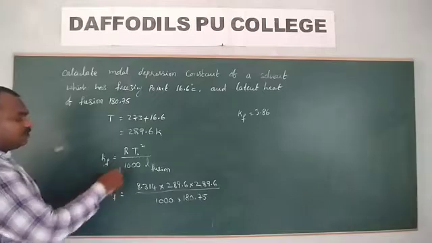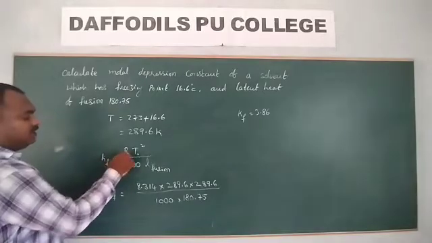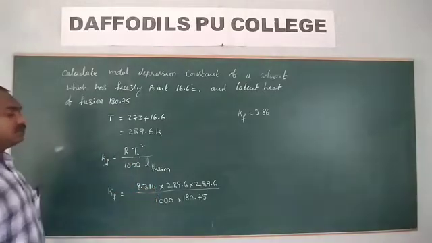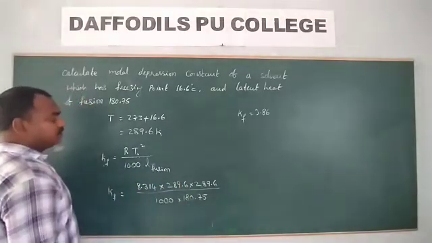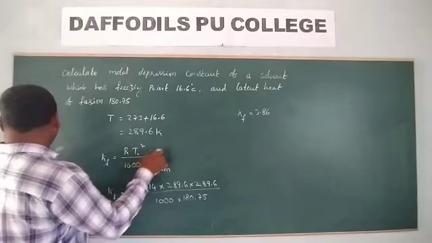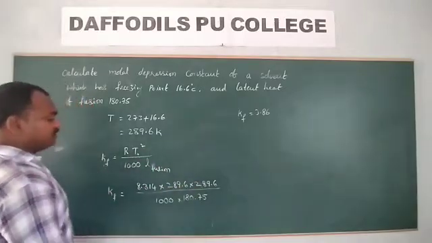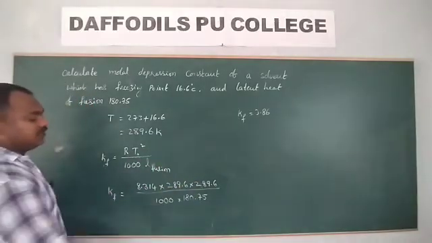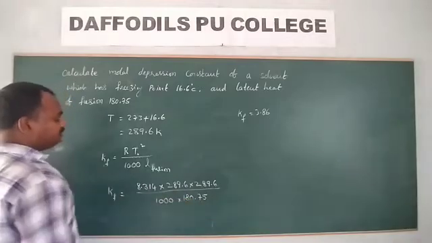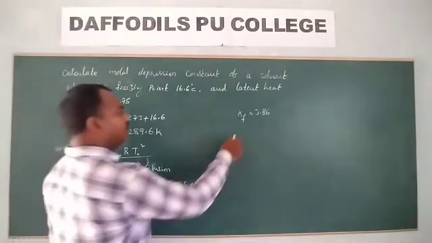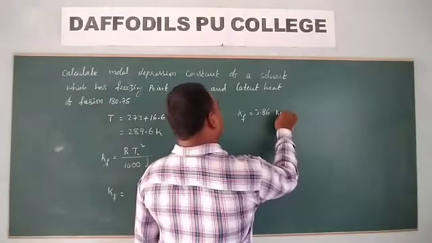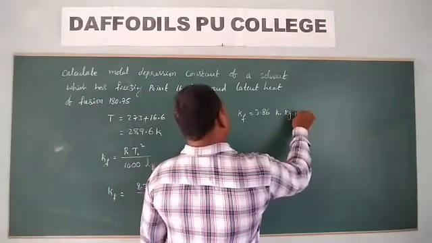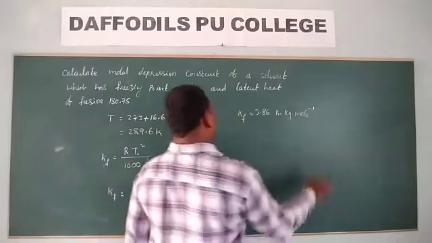So Kf is equal to, substituting the values, R equal to 8.314, T naught is 289.6, T naught square, by 1000 into 180.75. So finally you get Kf equal to 3.86 Kelvin kg per mole.